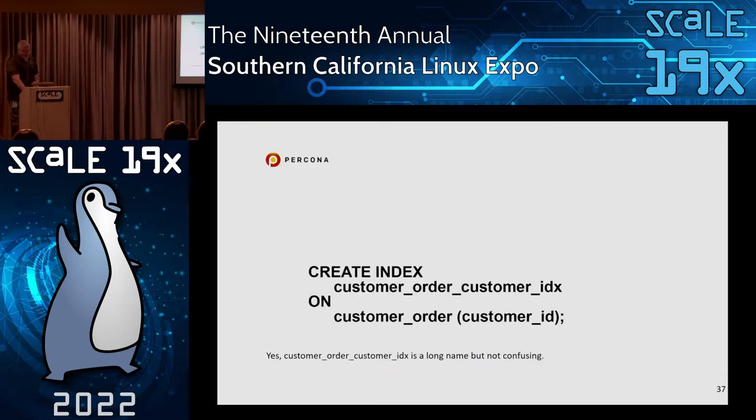So on our little table, we're going to create an index, and we're going to call it customer order customer index. You can come up with your own schema for naming things. What I like to do is have the table name and the column name with IDX for the index name. And then I say that I'm going to do this on the customer orders table, customer ID column.